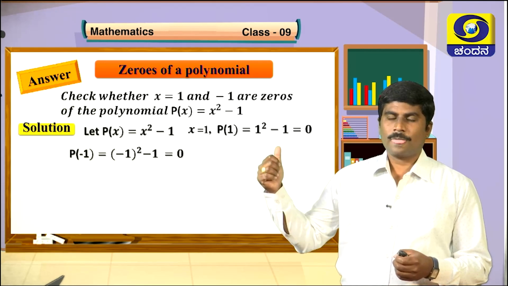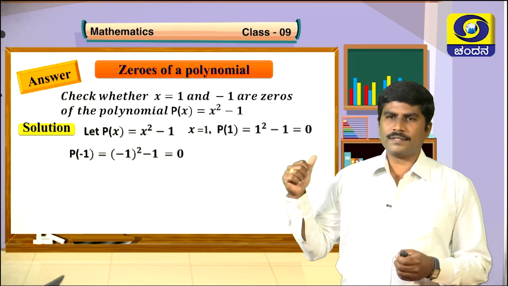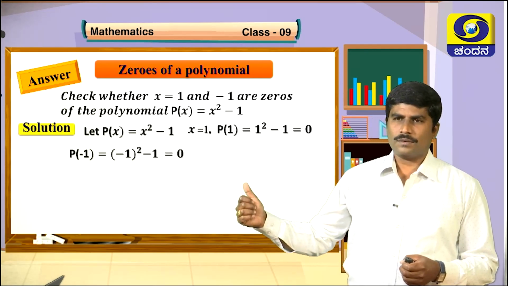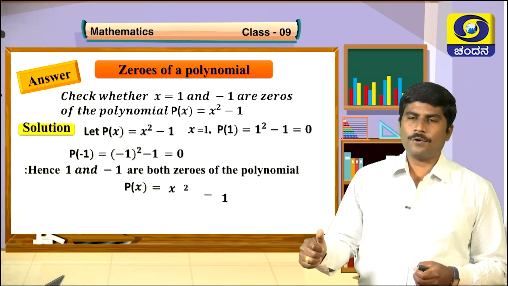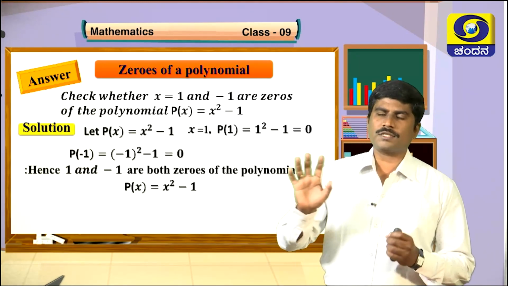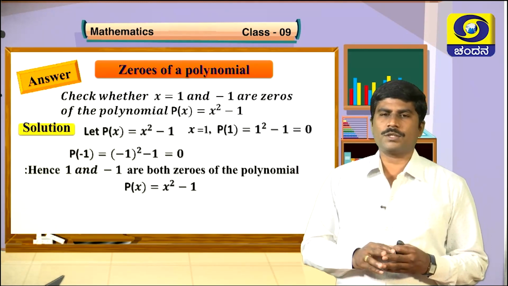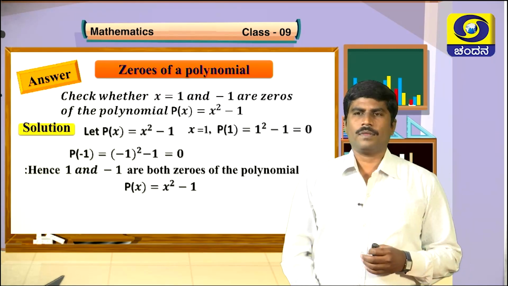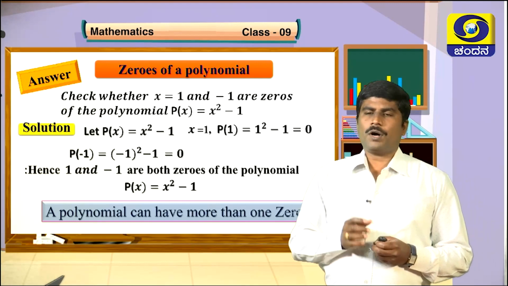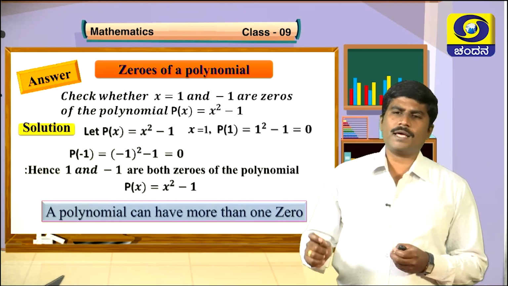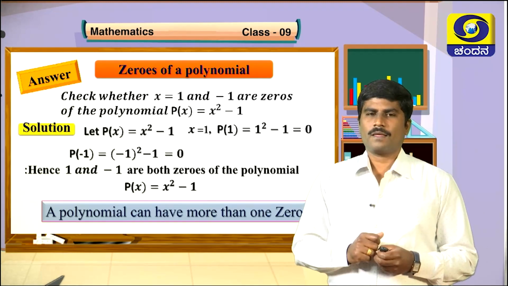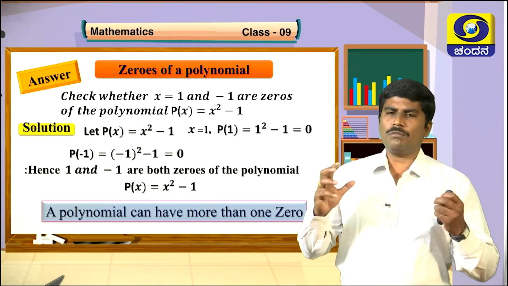Look here. If you put the value 1, you get 0. If you put the value minus 1, you get 0. Therefore, 1 and minus 1 are both zeros of the polynomial p of x equal to x square minus 1. Dear children, after knowing this, you should understand that a polynomial can have more than one zero.